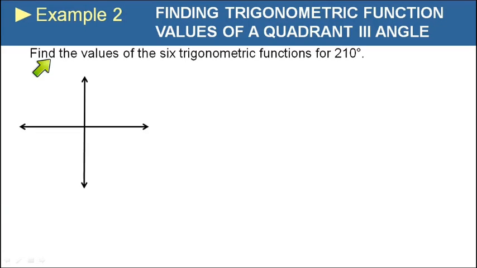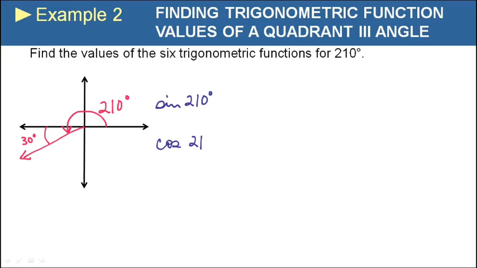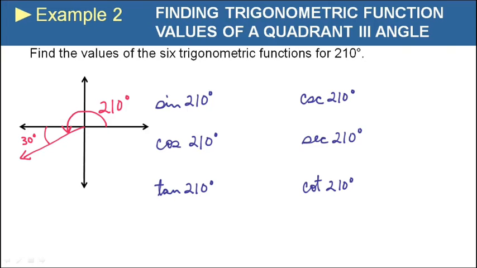So, for example, here, let's find the 6 trig functions of 210. Now, I want to draw 210. Okay, 210 is in the third quadrant, and the reference angle would be right here. So the reference angle would be 30. And therefore, the sine, cosine, and tangent of 210 are the same as the sine, cosine, and tangent of 30, except we have to adjust the signs because we're in quadrant 3.